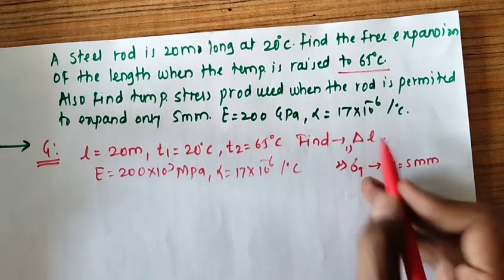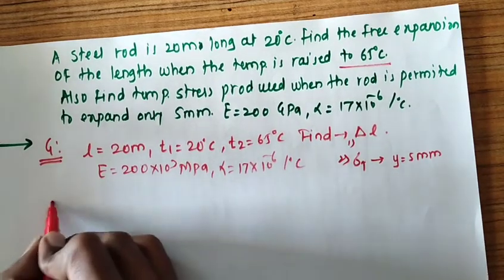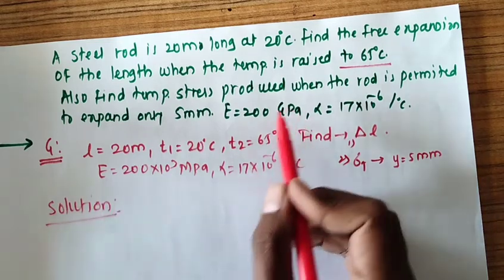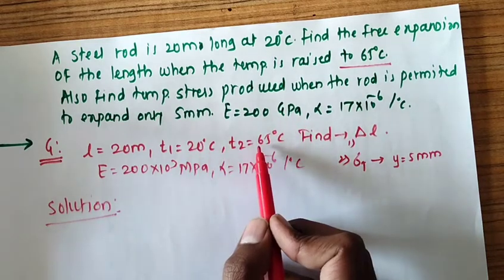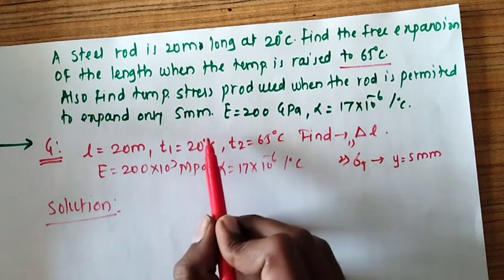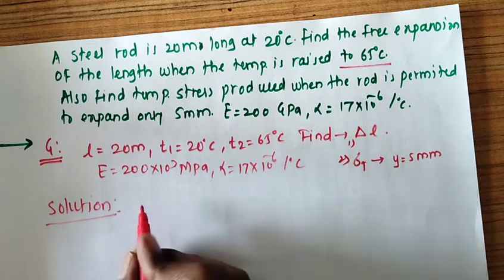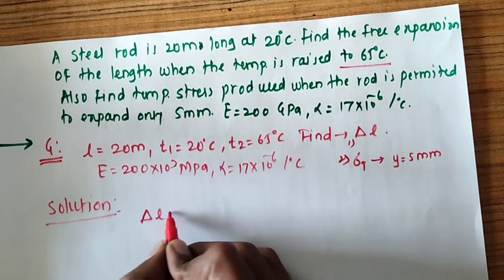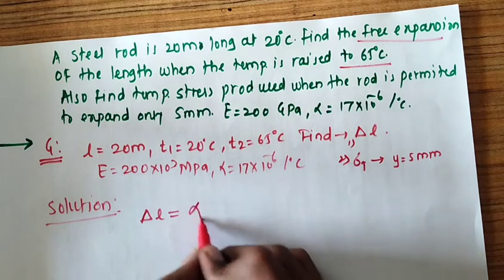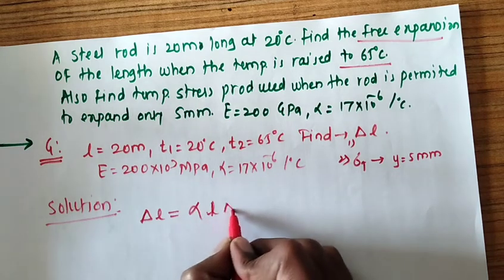So let's say first find out this delta L, as we know, that is in the solution part. They ask you if it is heated to 65 degrees Celsius. Initially temperature is 20. It is heated to 65 degrees Celsius. How much delta L? Formula for delta L when free expansion, because they ask you free expansion, is alpha L into delta T.